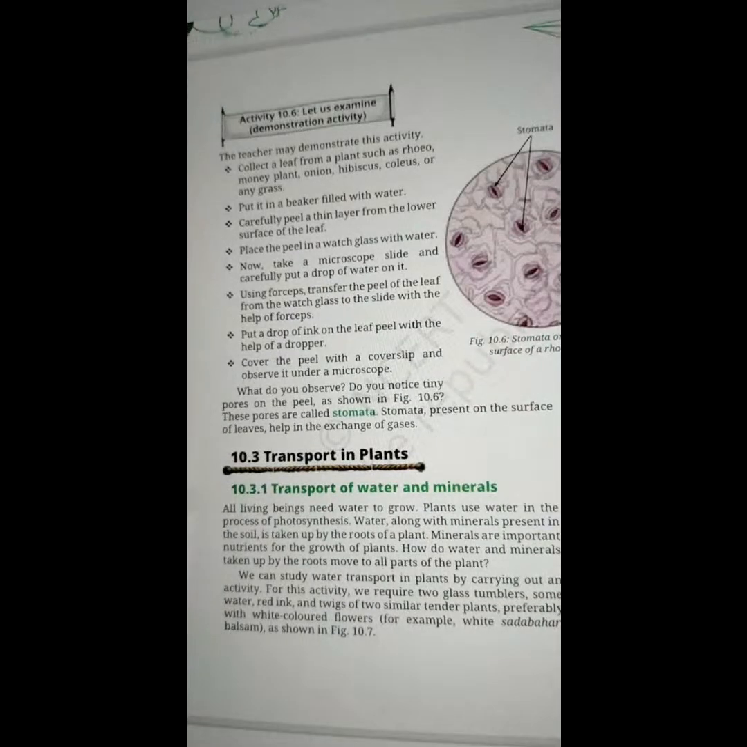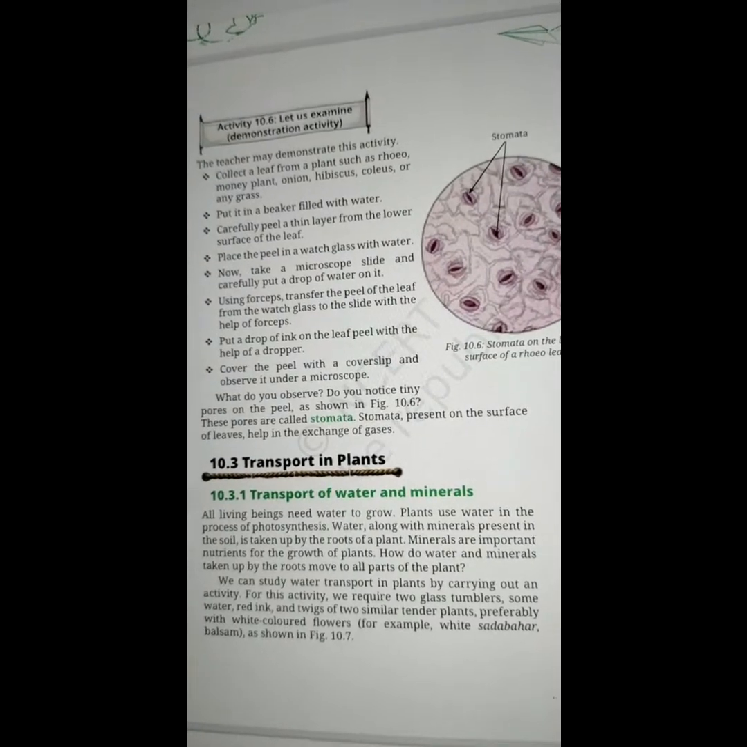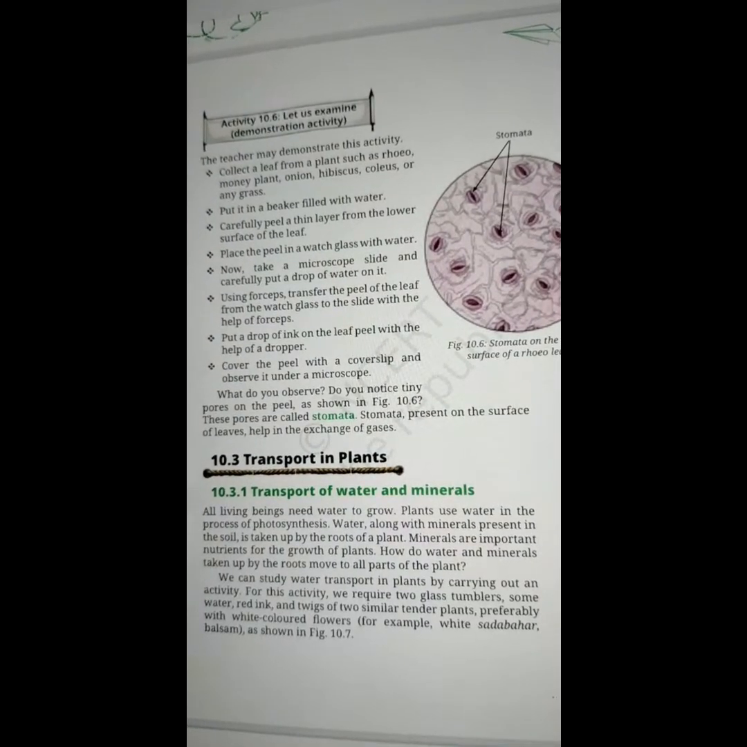Stomata present on the surface of leaves help in the exchange of gases. So whenever carbon dioxide goes in, photosynthesis happens, and once photosynthesis is done, oxygen is produced as an extra product or a byproduct. It will move out. So CO2 moves in for the photosynthesis and oxygen has to move out.